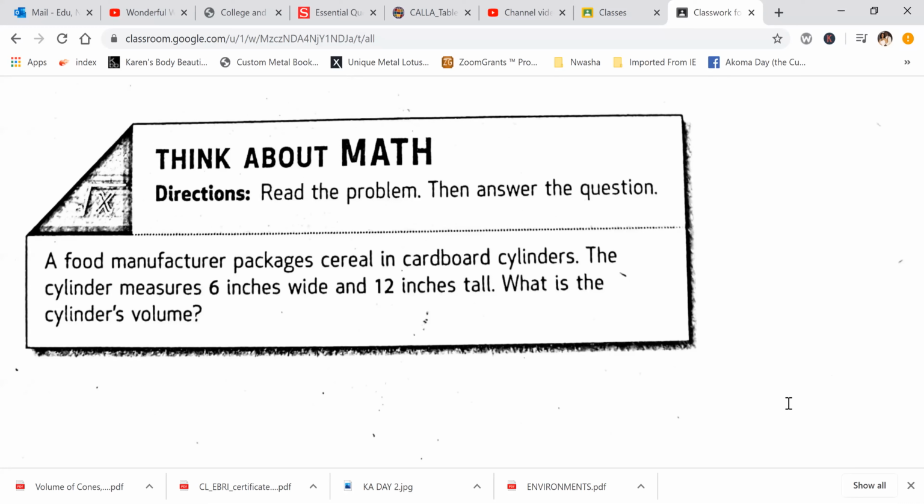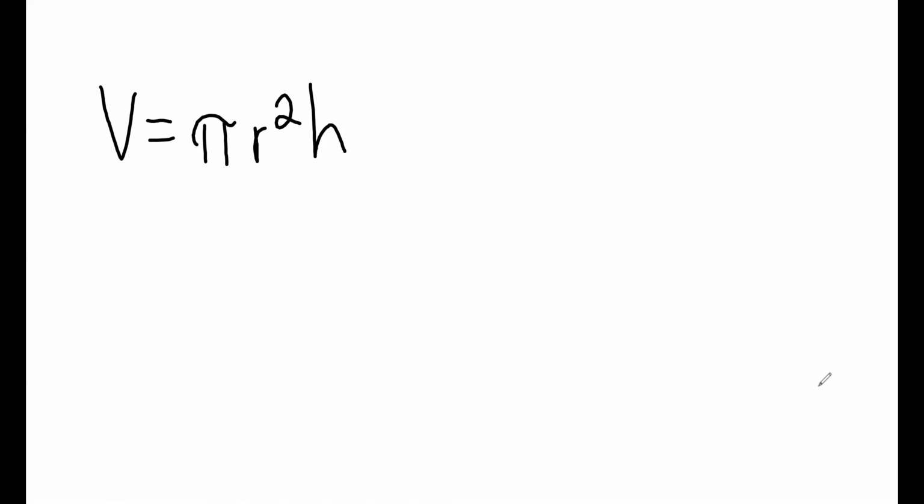So these are just the different ways that they might actually be presenting the information. They measured from the middle, which would have been the center of the cylinder, and from edge to edge, like measuring the whole length is going to be the diameter. So because they're telling you that 6 is the diameter, what do you need for the formula? The radius. So you have to cut that in half.